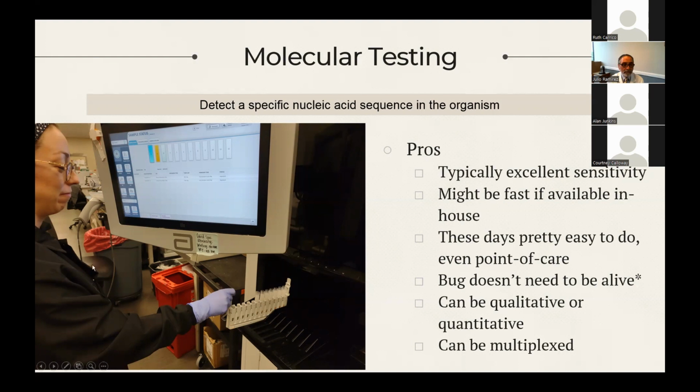This is Danielle over here. She's putting on a rack of COVID PCRs. It's pretty easy for us to do, honestly. I shouldn't say that, but we slide this rack in there and the machine does all the work for us.